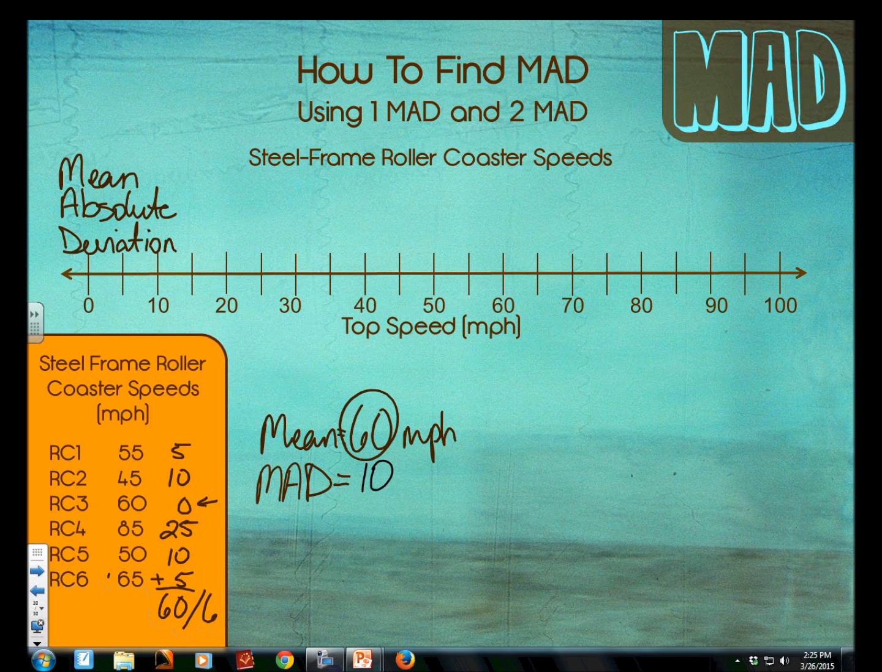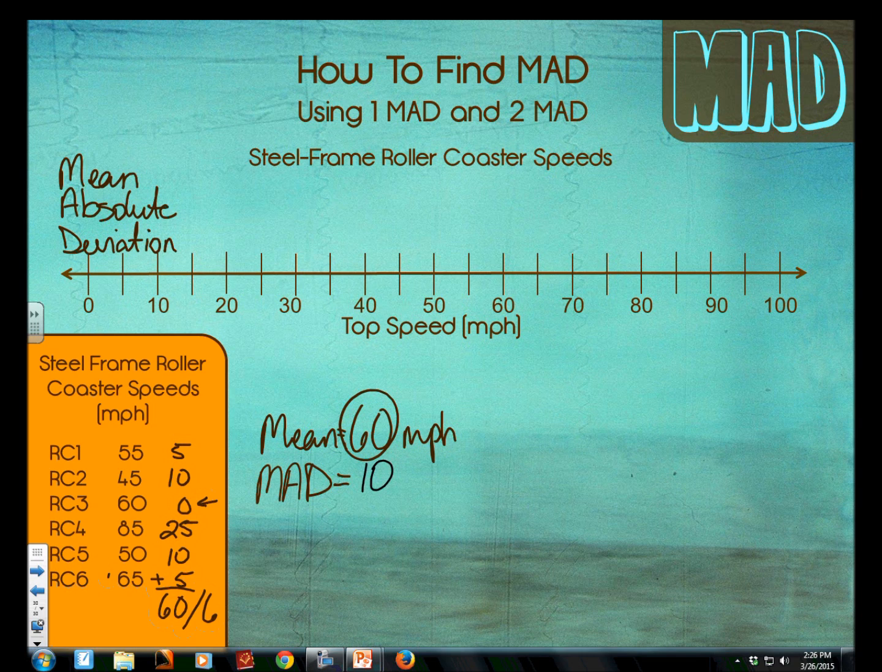If you're not sure how to do that, you can check out MAD Part 1, how to calculate MAD, and that will explain in more detail than what I just gave you. All right, what we're going to look at now is how do we put this on a dot plot.